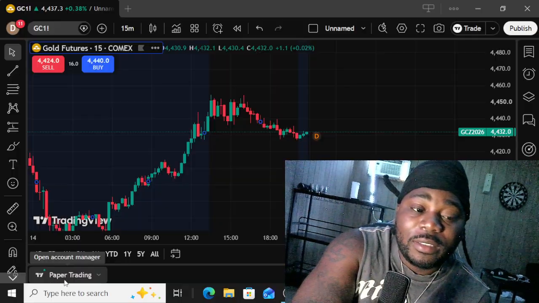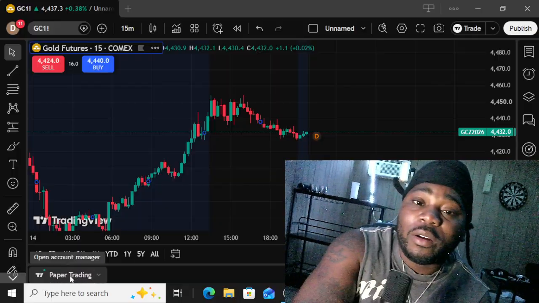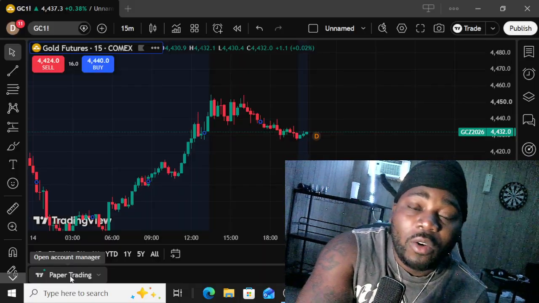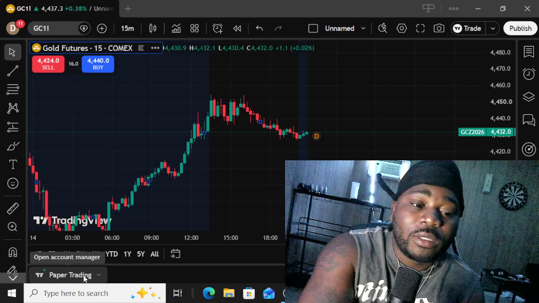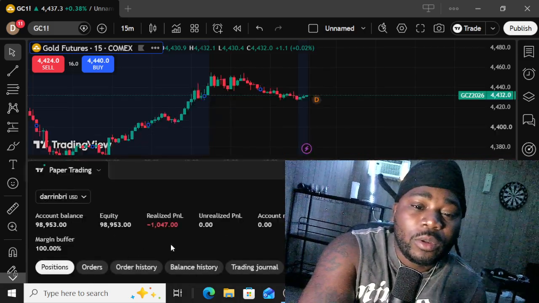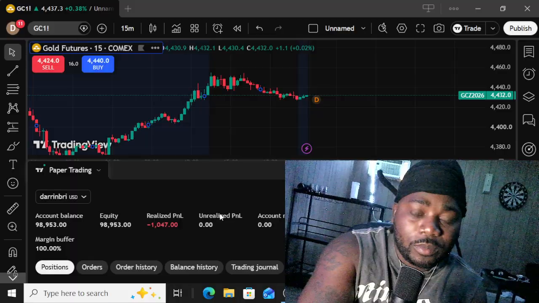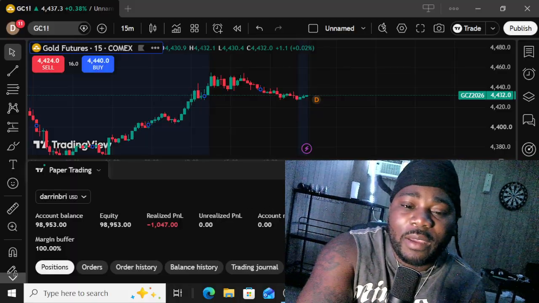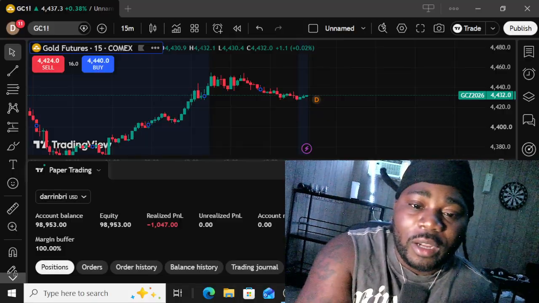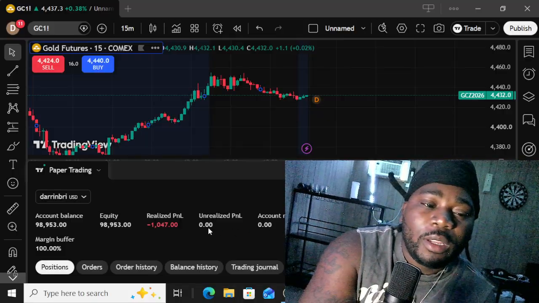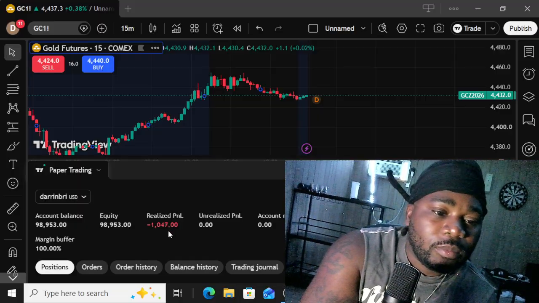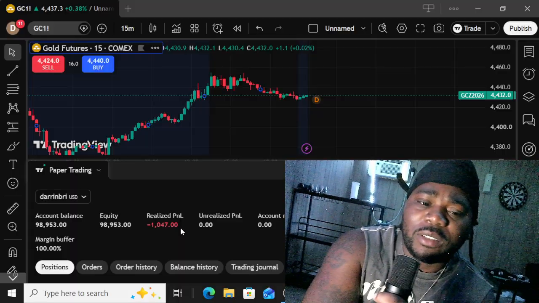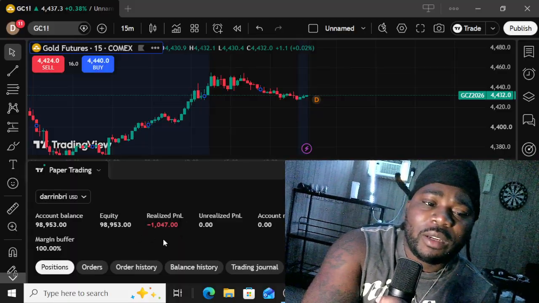Paper trading is basically where you practice how to trade. You don't have to use your real money. They give you a certain amount of money to trade with. Like right here, the available funds I have is $98,953. I can't remember how much they give you, but I think it's right about 100,000 to trade with, and you practice with that.